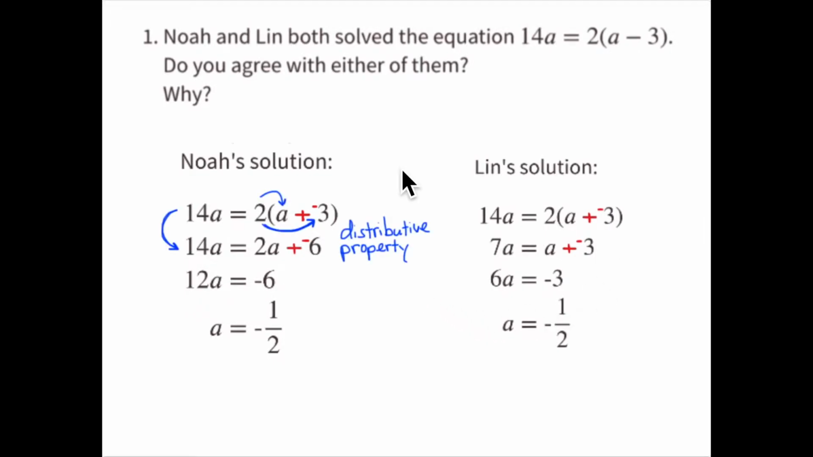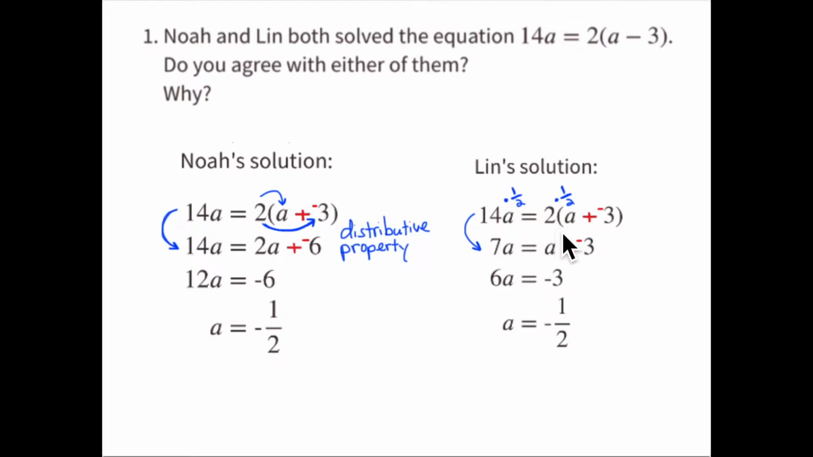Noah chooses to use the distributive property in his solution. So he takes this 2 and he says if there are 2 groups of A plus -3, that means if you take everything out of those groups, you have 2 A's and you have 2 -3's, which is equal to -6. Lynn chooses to take 1/2 of each side.